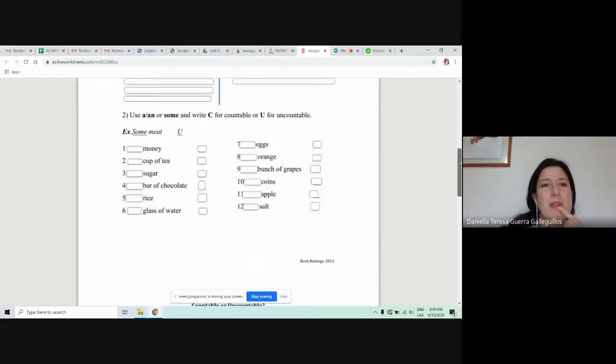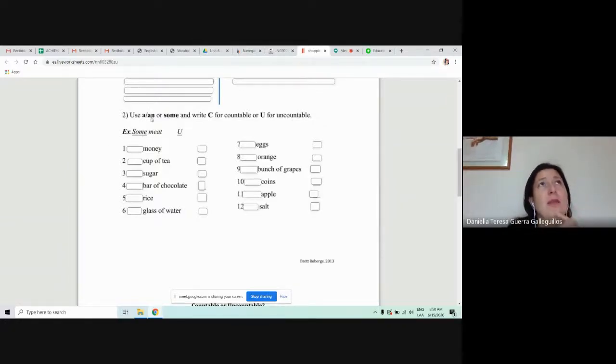Here is the same with some meat, or an. Some, ojo que some puede ser usado para countables and uncountables. Para ambos, some se utiliza para referirse a algo que no es una cantidad exacta, pero a y an significan uno.